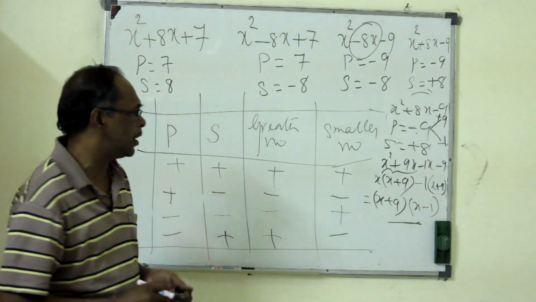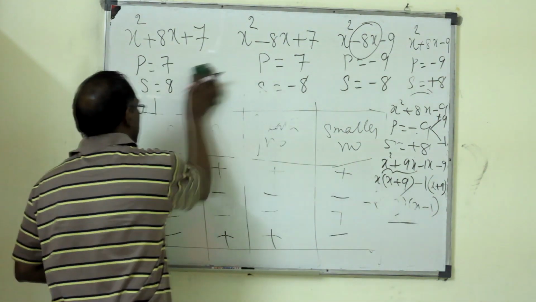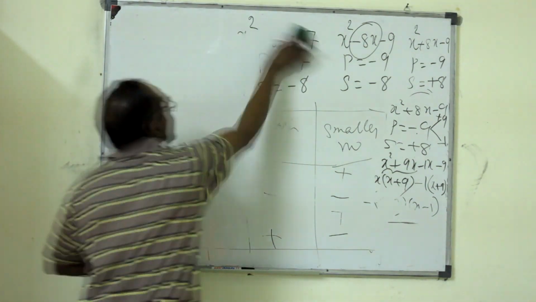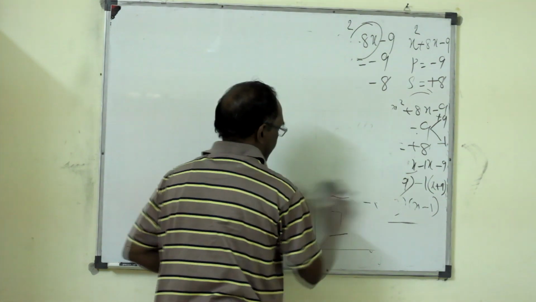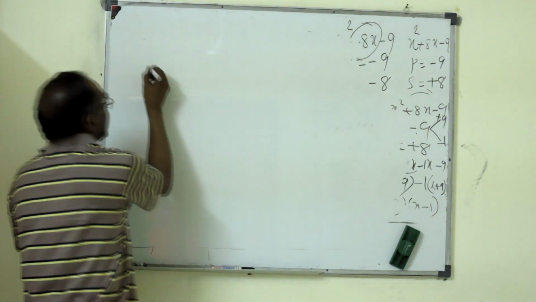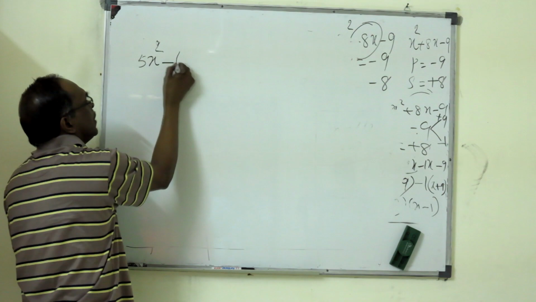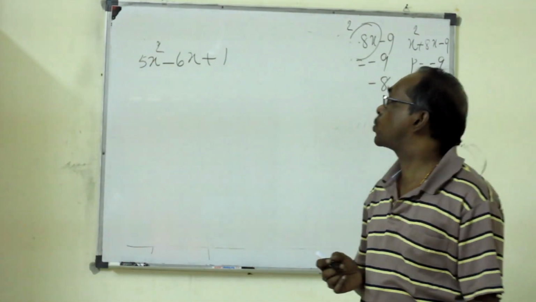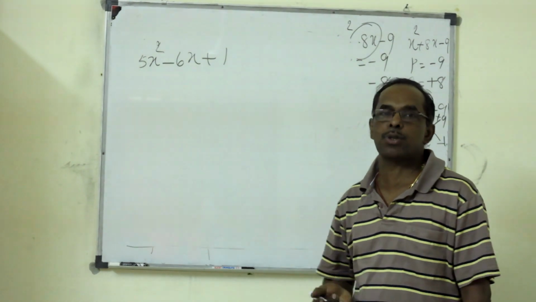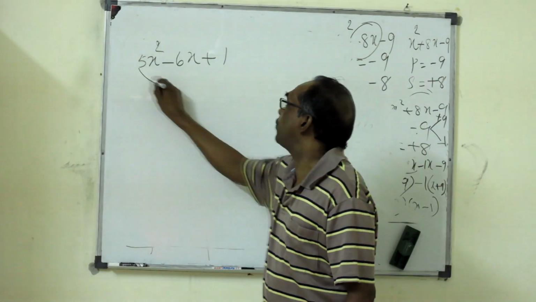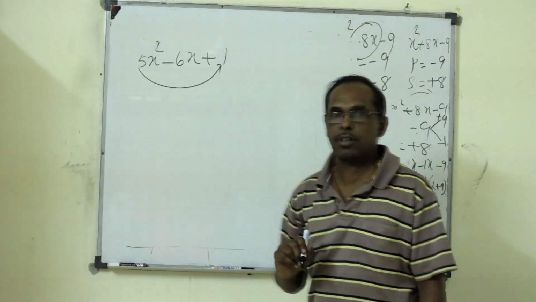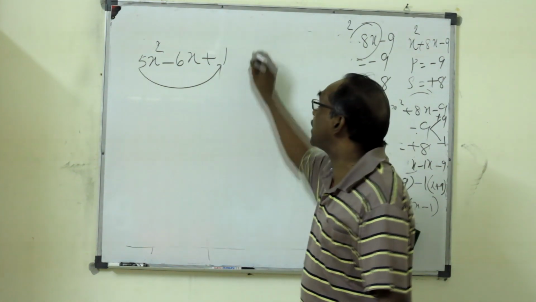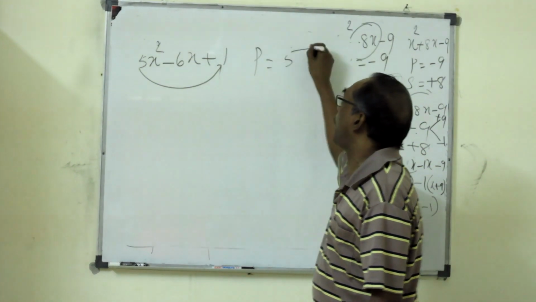I'll take one more example of how to do that question, then I can move on to the other concepts. I'll give one more question. The question comes like this: 5x square minus 6x plus 1. What is the difference between this question and the previous questions? You multiply these two numbers now, 5 into 1. That's what I told first itself. The coefficient of x square should be multiplied by the constant term. That number is taken as the product. So the product is equal to 5.